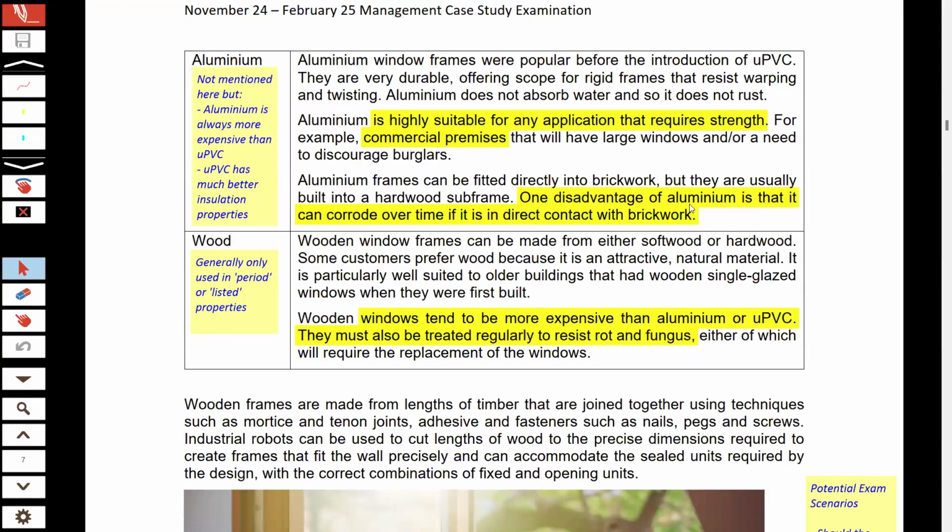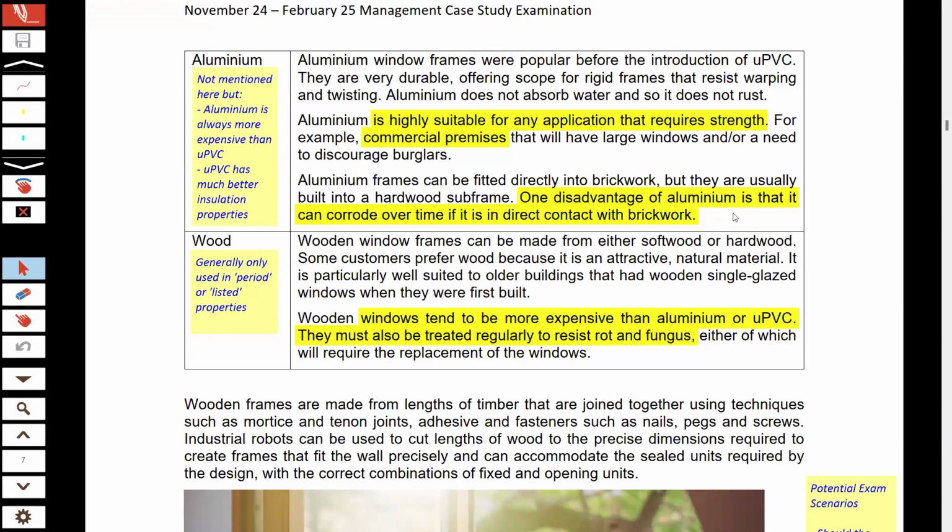Now, it points out there is a disadvantage of aluminium, and I could see this being a risk to Shinyglas, which is that if it is fitted directly in contact with brickwork in a building, it can corrode. Now, that could lead to a very significant risk in terms of windows potentially falling out, in terms of the frame actually leaking because it's corroded. So another risk here for Shinyglas, but also we need to think about this in terms of who is responsible for making sure that aluminium frames are fitted correctly, and that would be the installer.